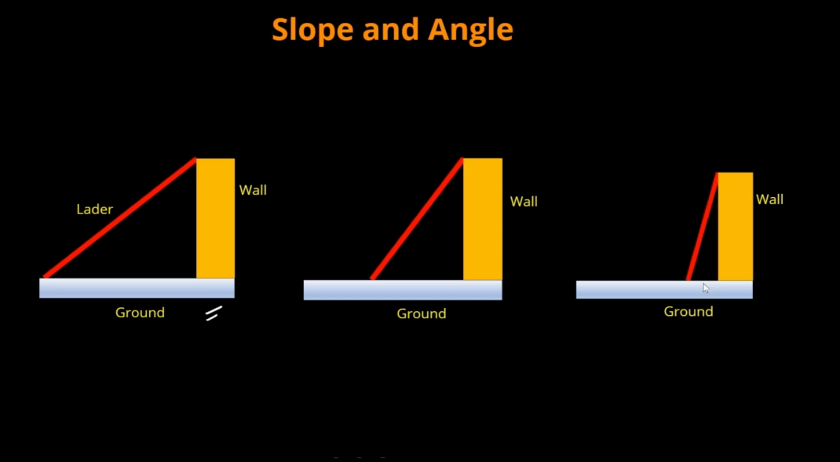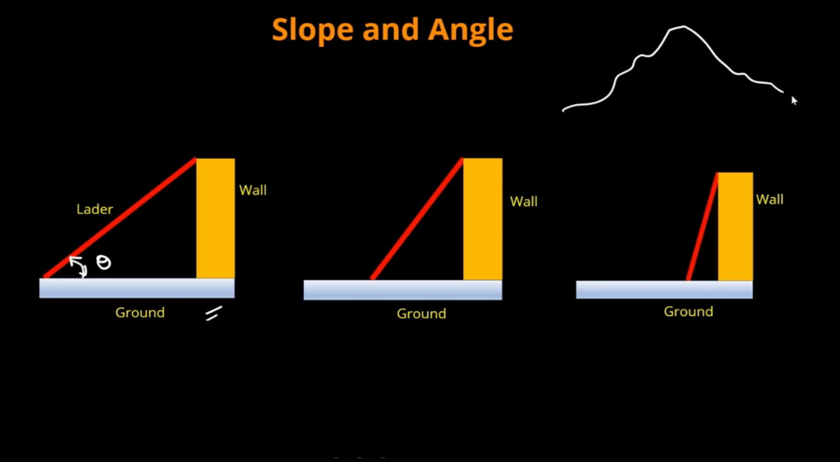So what do you observe here? Let's take theta as the angle between the ground and the ladder. If this theta angle keeps increasing, as it comes closer to the wall, that means the slope becomes steeper. That means it's a dangerous steep, right?